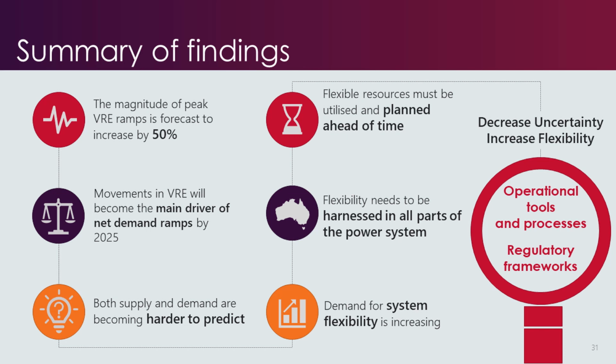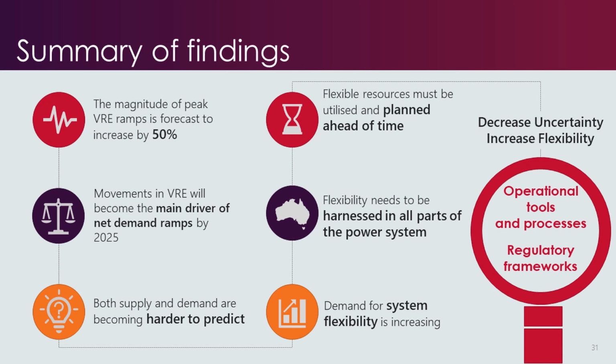And this all leads us to an increasing demand for system flexibility. Now, this system flexibility needs to be harnessed in all parts of the power system, and these resources need to be utilised and planned ahead of time. So, essentially, to manage these challenges we're faced with, we either need to decrease uncertainty in the system or increase flexibility, or a little bit of both. And to do this, we need enhancements to our operational tools and processes and regulatory frameworks to support this change.